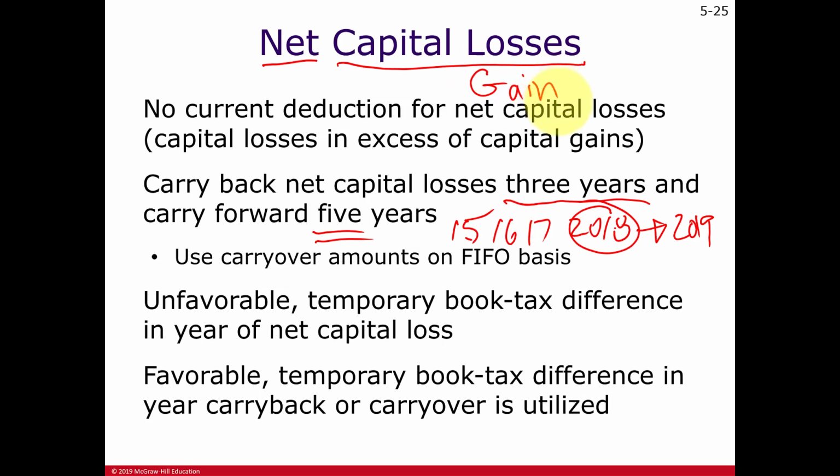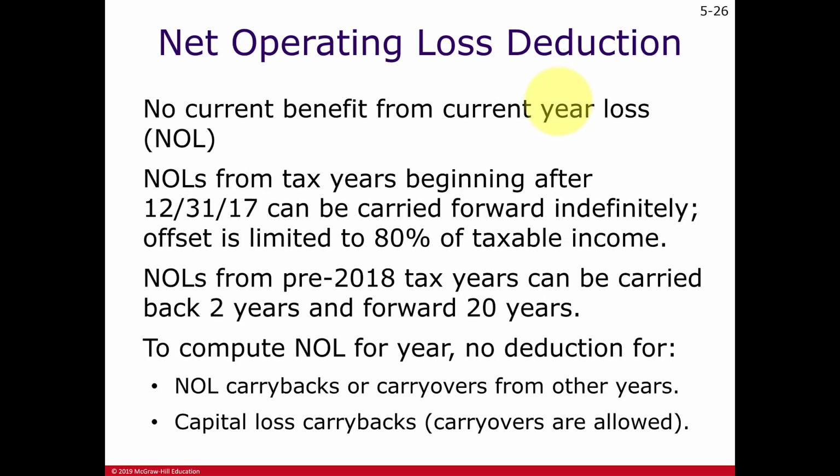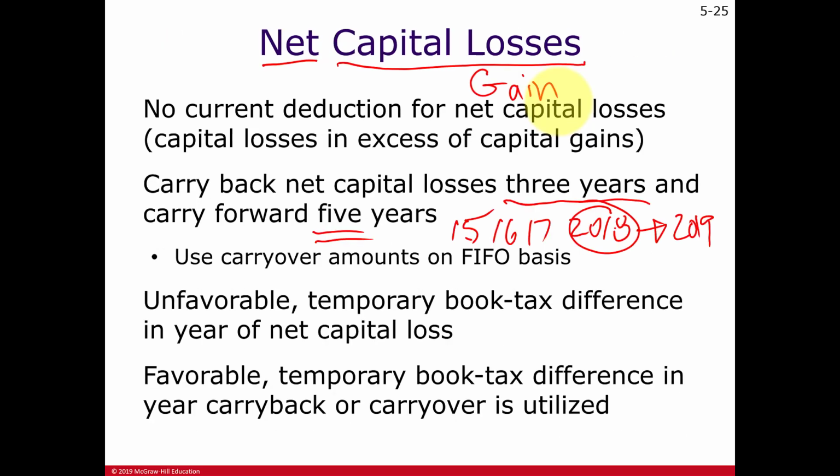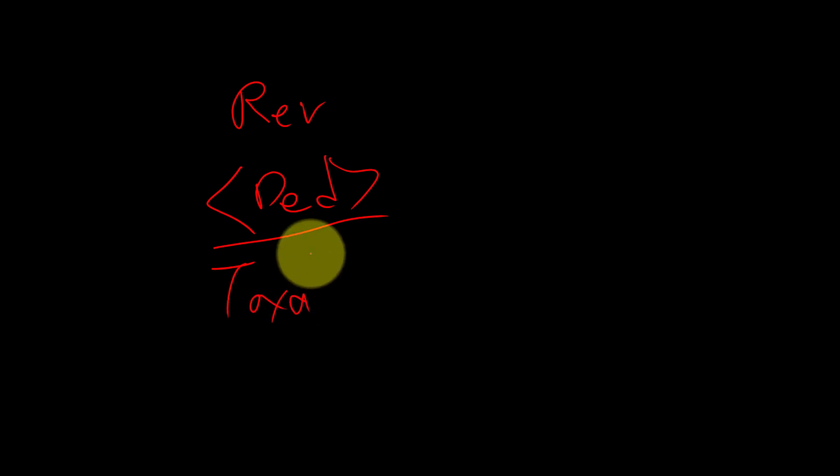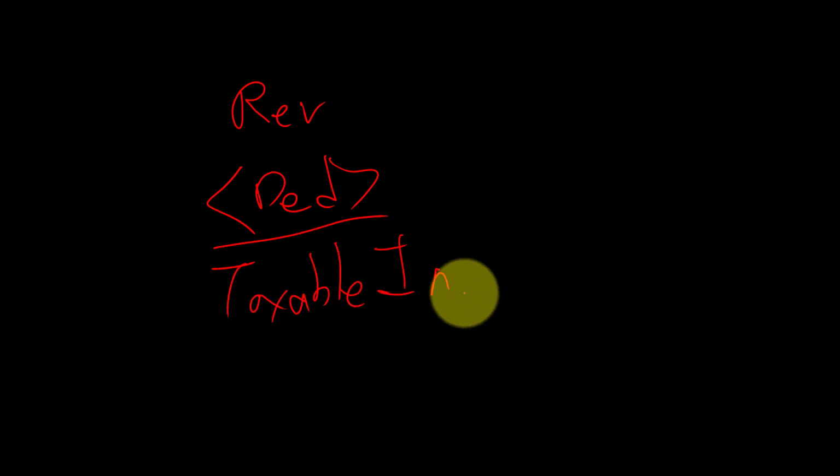Let's look at net operating losses. Before taking a look at net operating loss, let's compare NOLs, net operating losses, with net capital losses. Let's try a black screen here. If you remember, the general rule was revenue or income minus our deductions gives us our net income, or I'll spell it out here, taxable income.